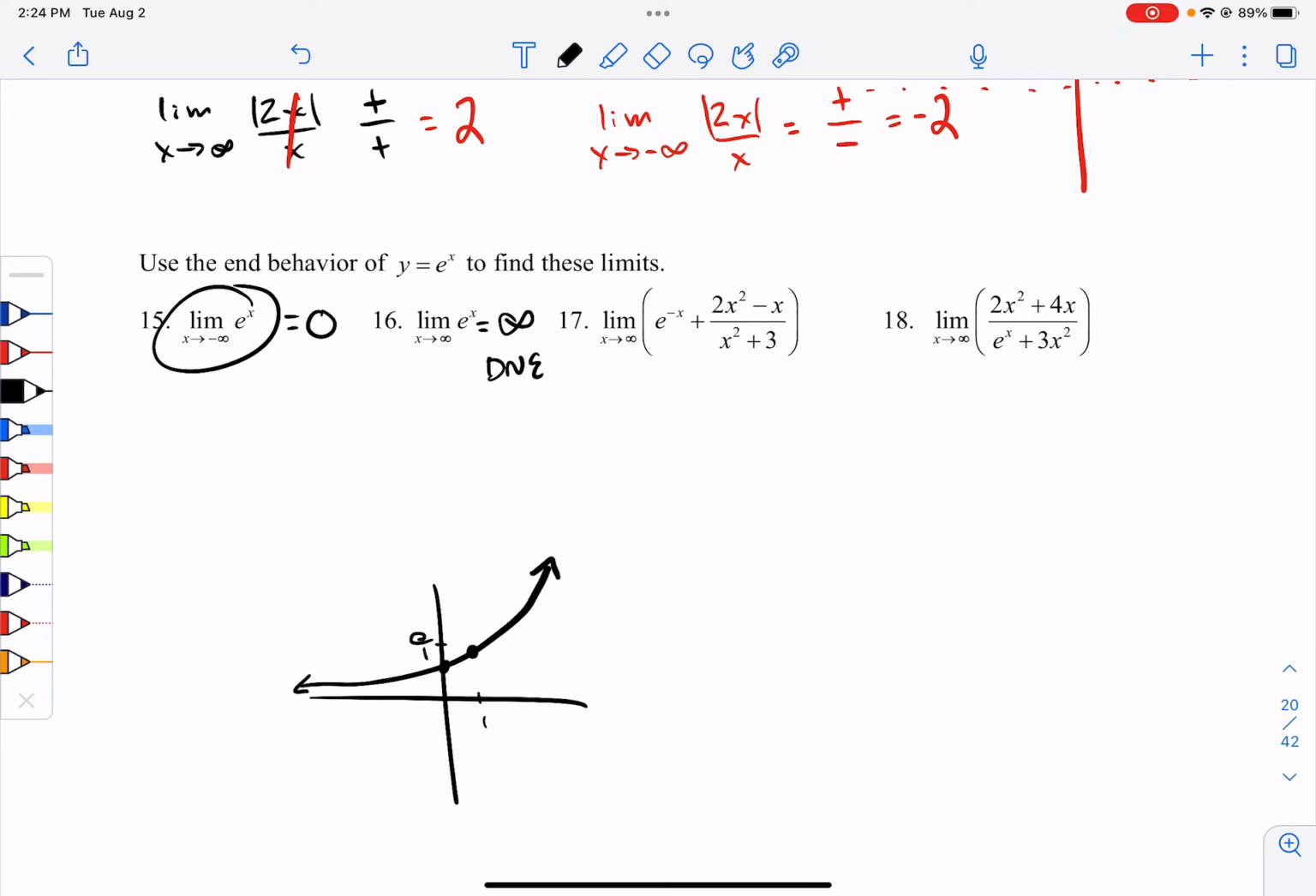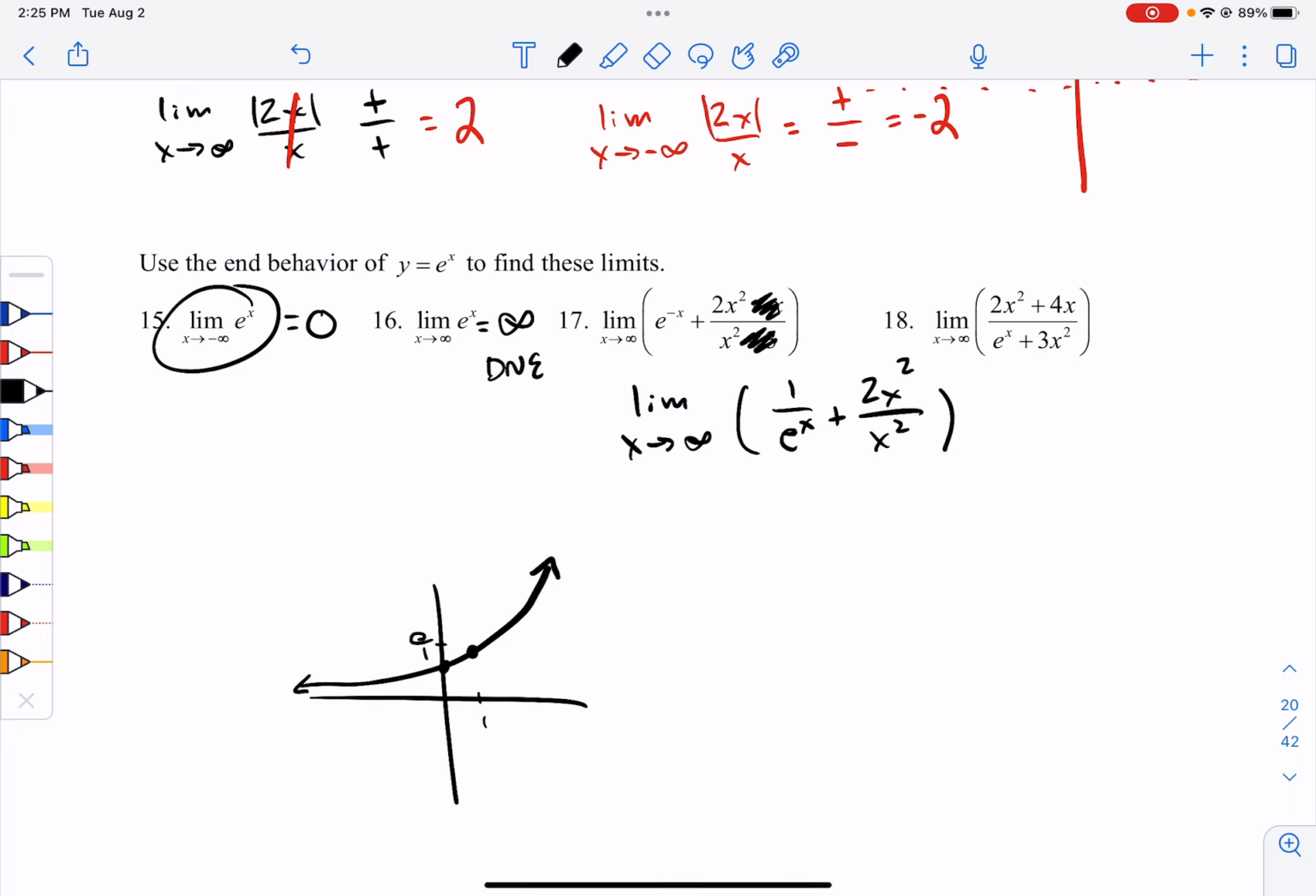Now, number 17, the limit as x approaches infinity of e to the negative x plus 2x squared minus x divided by x squared plus 3. Everyone's going to panic. Oh my gosh, there's so much going on. So first of all, let's clean this up. As x goes to infinity, e to the negative x, that's just 1 over e to the x, okay? Plus 2x squared minus x, I don't care about the minus x because I'm going to infinity. So all I really care about is the 2x squared. And on the bottom, I don't care about the plus 3. All I care about is the x squared.